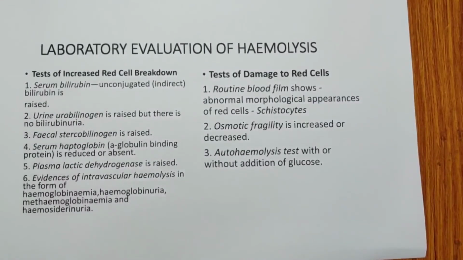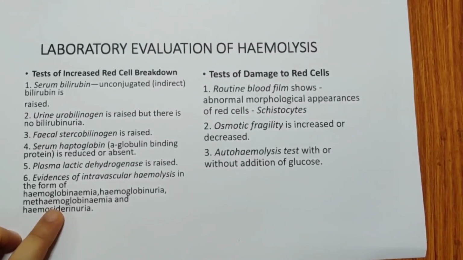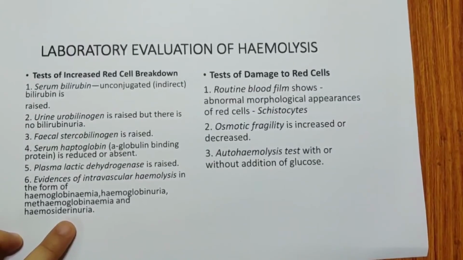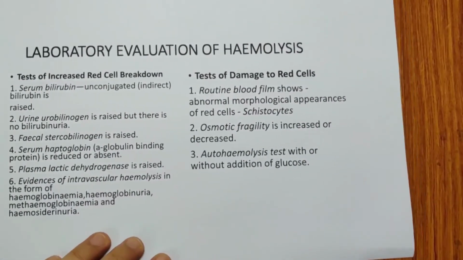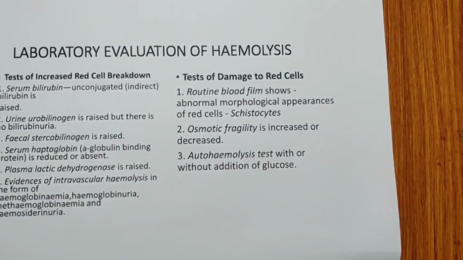Methemoglobinemia is there. Hemosiderinuria is there. So methemoglobin is also excreted in the blood plasma. Then hemosiderinuria means the heme portion of the hemoglobin is also excreted out in urine. Okay, so you will see iron in urine. So we do a few tests to see the damage of the RBCs.